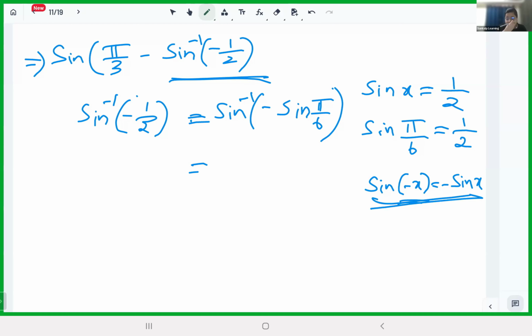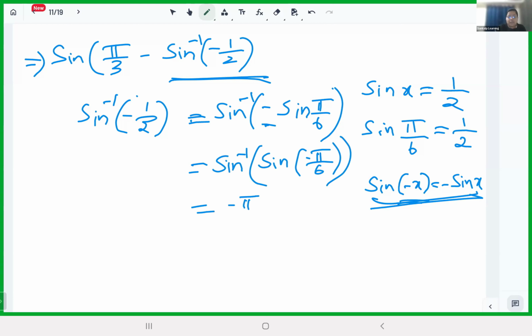That is, if a minus comes inside the bracket, we can take it outside. So if a minus is outside the function sign, we can take it into the angle. So this can be written as sine inverse of sine of minus, I am taking it inside to the angle. That is, pi by 6 became minus pi by 6. Now we can directly apply the property sine inverse of sine x is equal to x. Here x is minus pi by 6. So the value will be minus pi by 6.